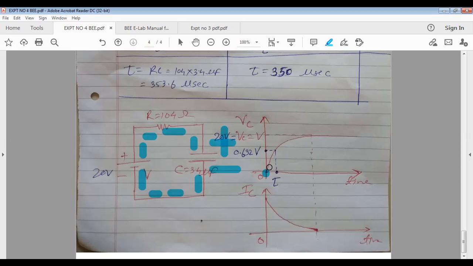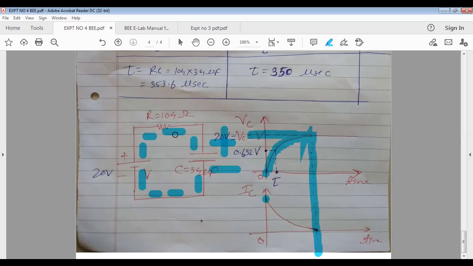Q equals CV, which means voltage across capacitor goes on increasing. That's why you get the graph of voltage across capacitor increasing. Now see what is happening at this point: voltage across capacitor becomes equal to supply voltage. The moment it becomes equal to supply voltage, no potential difference will be there in the circuit. So if no potential difference, what about the current? 0. All of you can see current here becomes 0.